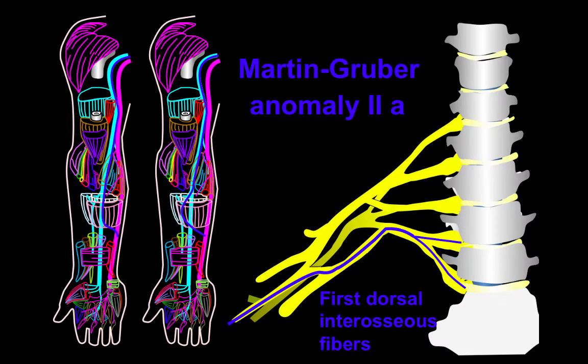As you can see, the routing mistake in type 2A occurs at the distal portion of the medial cord and consists of all fibers destined to innervate the first dorsal interosseous muscles, taking the median nerve route. The rerouting correction takes place in the forearm. Whereas in Martin-Gruber type 2B, the routing mistake occurs in the distal region of the medial cord, but only involves some of the first dorsal interosseous fibers. The rerouting correction in type 2B also occurs at the level of the forearm.